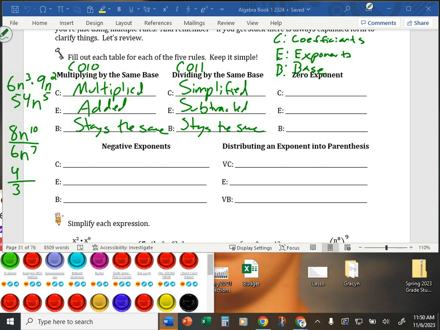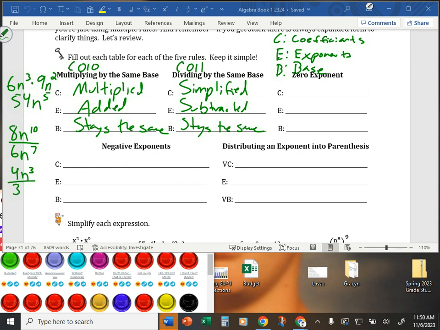So this answer, 8n to the 10th over 6n to the 7th, we have the coefficients taken care of. What happens to the powers? What are we left with and where are they? 10 minus 7 is 3. And since you had more in the numerator to start with, that's where your 3 n's are going to be. 4n cubed over 3.